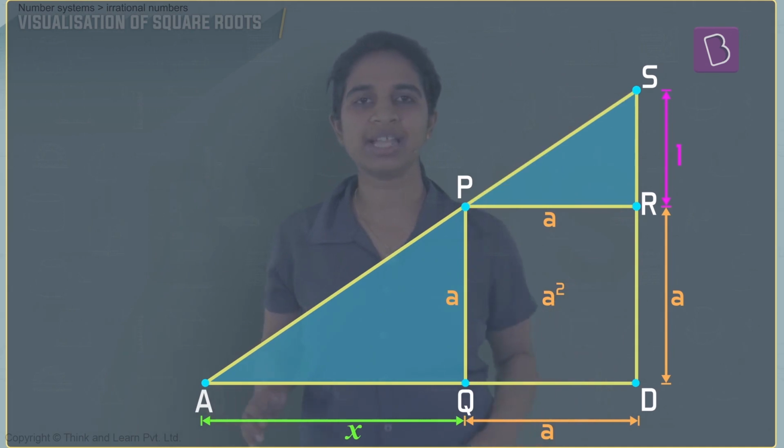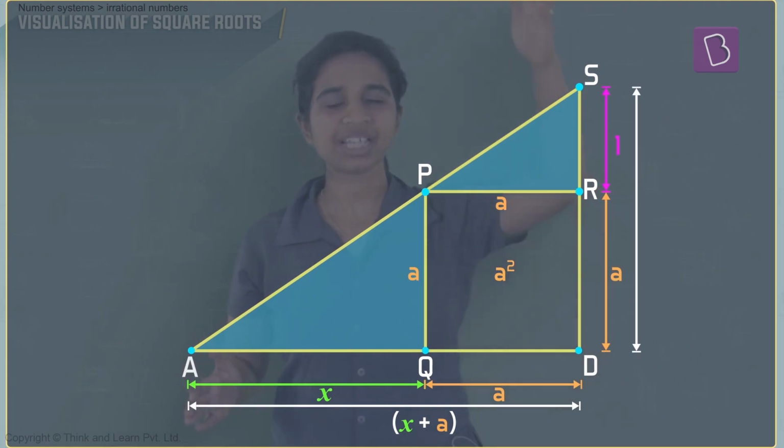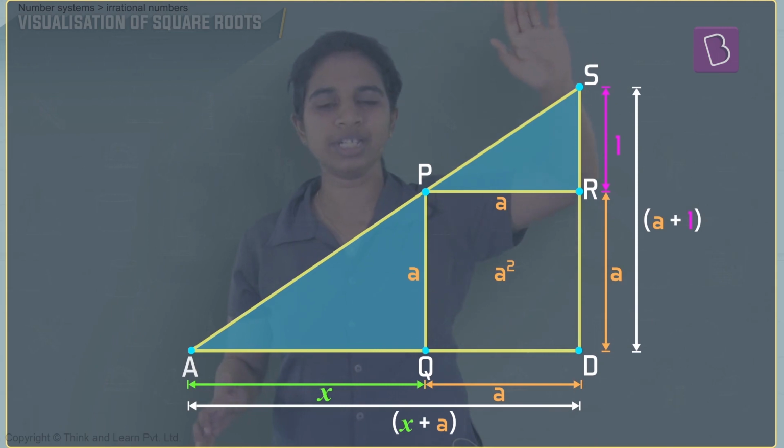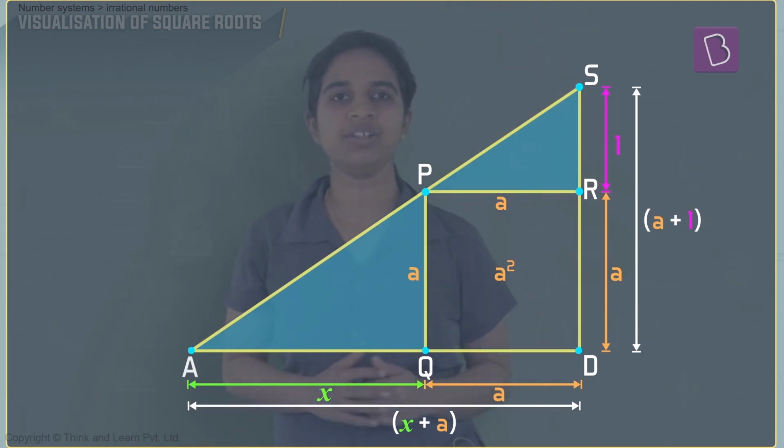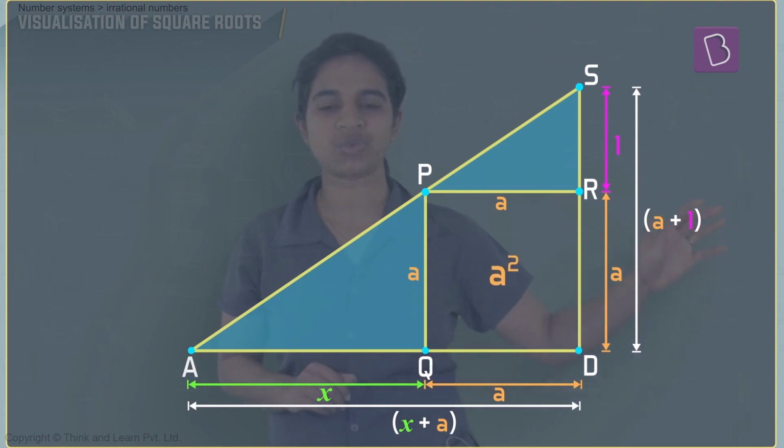In the larger triangle, you have this side equal to x plus A, because this is x and this is A. And this other side equal to A plus 1, because this is A and this is 1. This is 1 because we rotated the triangle from here. Correct? So we have one side as x plus A and the other side as A plus 1. Now in this triangle, the unshaded region is A squared, right? We got A squared as the unshaded region.